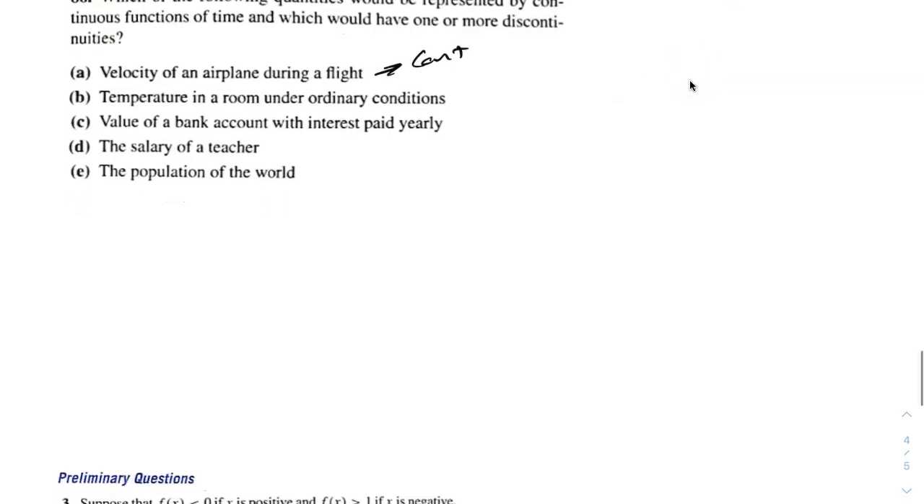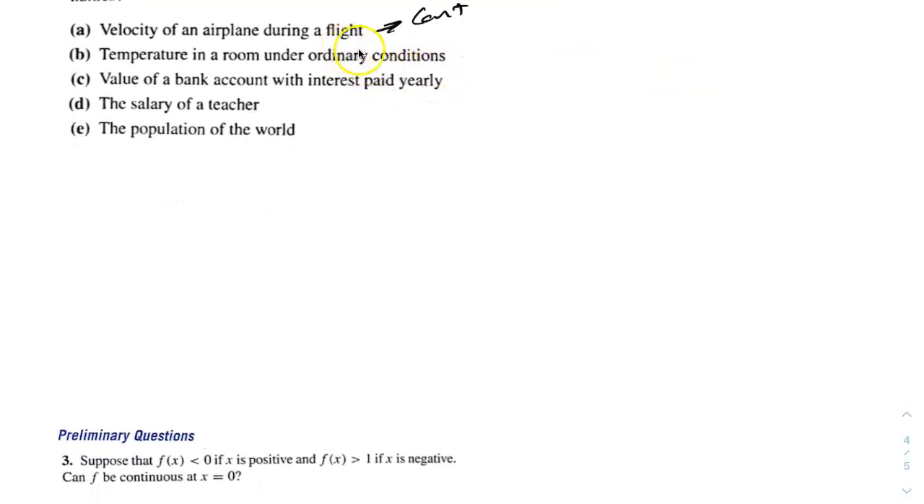Temperature in a room at ordinary conditions. Same concept, right? When you turn on the air conditioner, it doesn't just jump down 5 degrees. It goes down gradually. So continuous. Value of a bank account with interest paid yearly.